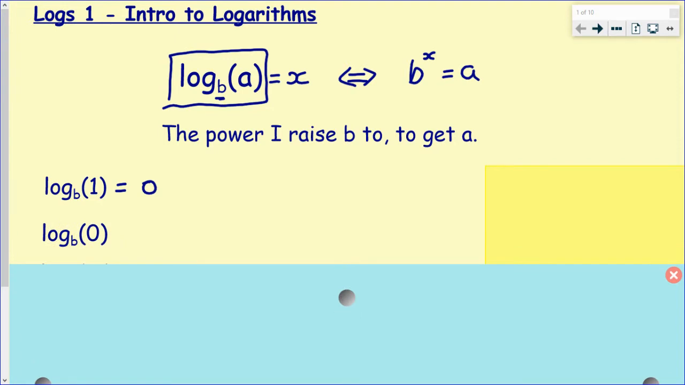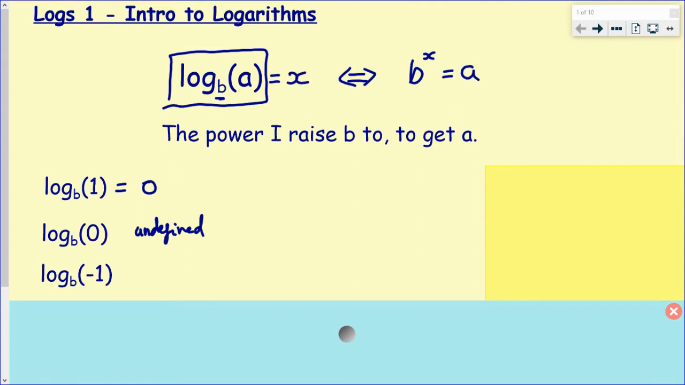What about log b of 0? What power do I need to raise b to get 0? Well, if b is a positive number, or anything other than 0, there isn't an answer. So this is a kind of odd one. I'm going to show you a couple of odd ones. There is no answer here. We can say it is undefined. And again, another similarly strange one.